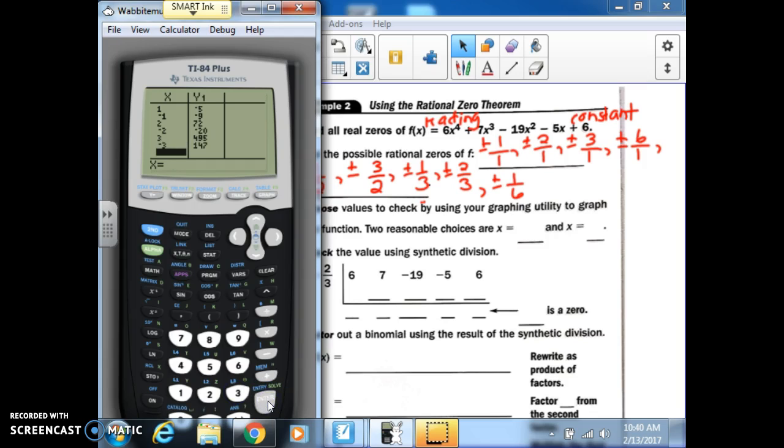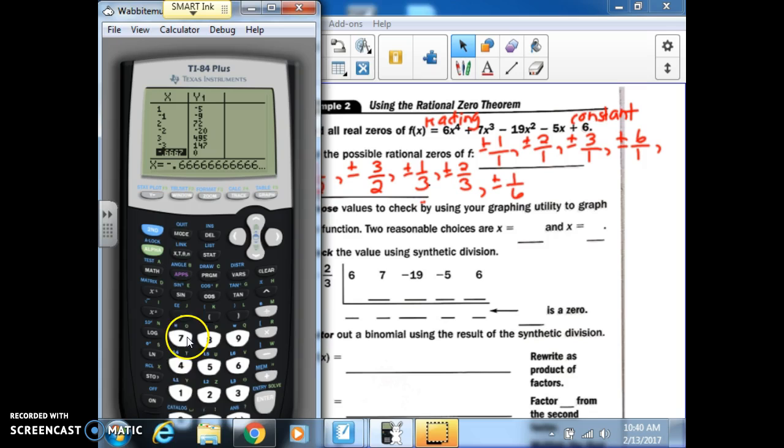Now, I happen to know that -2/3 is a 0, so let's try that. -2 divided by 3. Okay, -2 divided by 3. So you see I get a 0 right here under y1. That means that's a 0 of the polynomial.